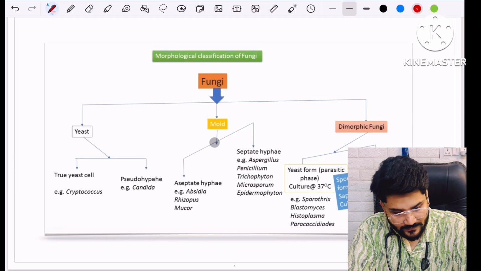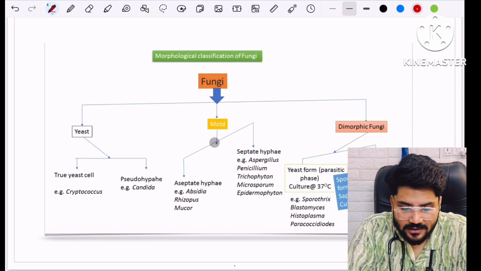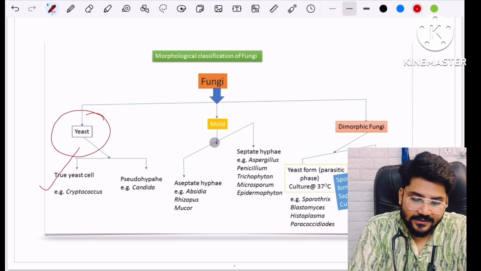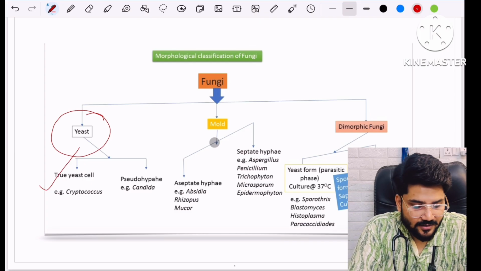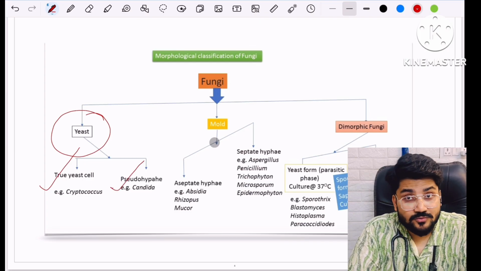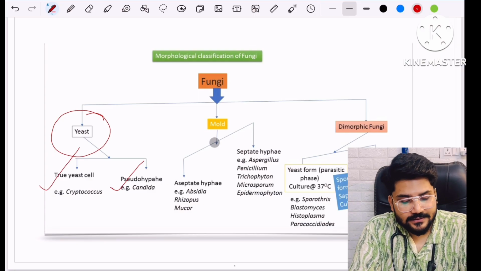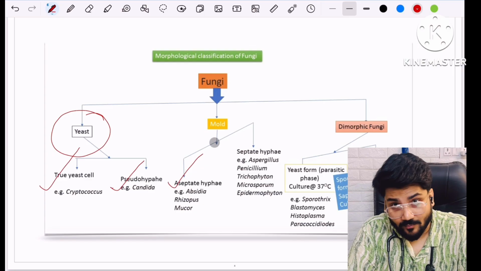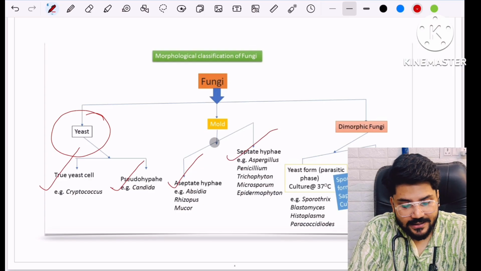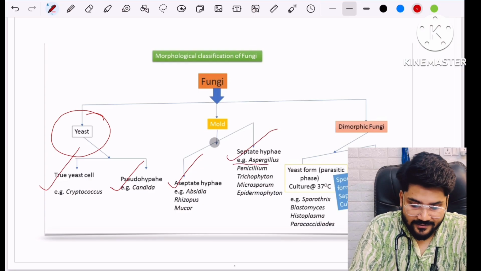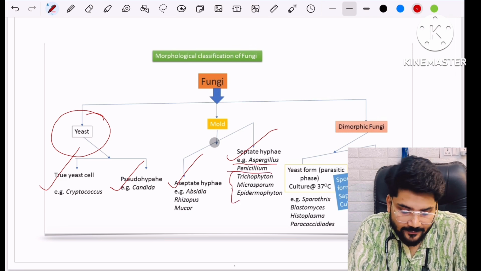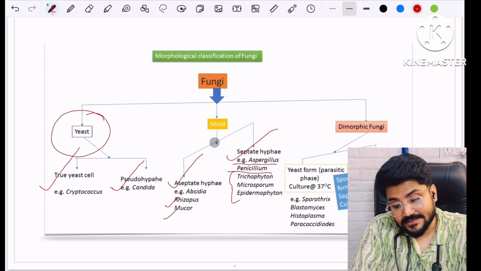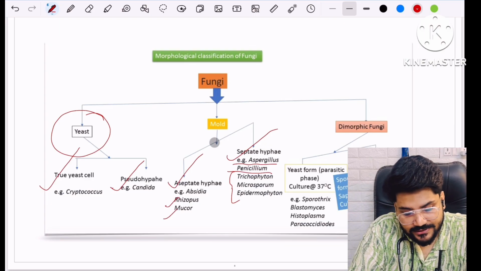Then this is again the crux of the classification which I told you. What is the classification? If you look at the yeast, there are two types: first is the true yeast and the second is the yeast-like. They have pseudohyphae, and the important example is Candida. Then the molds. Molds are mostly aseptate, and they could also be septate. In the septate hyphae, the important examples are Aspergillus, Penicillium, and the dermatophytes. And in aseptate, the most important examples are Rhizopus and Mucor.